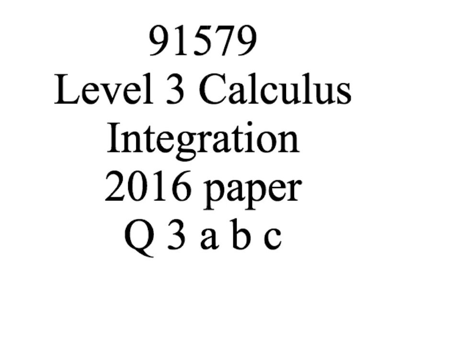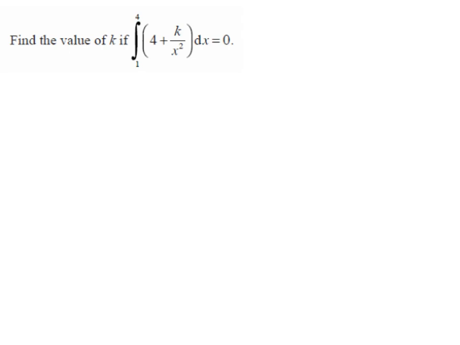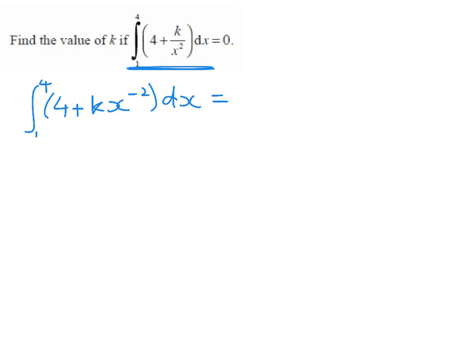Here's the first part of the 2016 integration paper, question 3. There's 2 achieved questions and a merit question. Okay, we've got a definite integration problem and we're asked to figure out the value of k that will make this equal to 0. So I'm just going to start working with the left hand side and see what we've got. We can rewrite it as 4 plus kx to the negative 2 dx. So I'll work this through first and then I'll set it equal to 0.